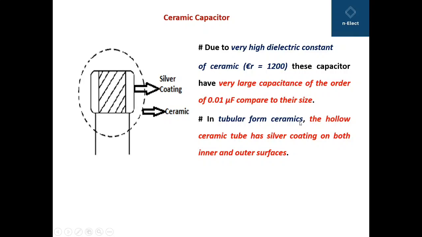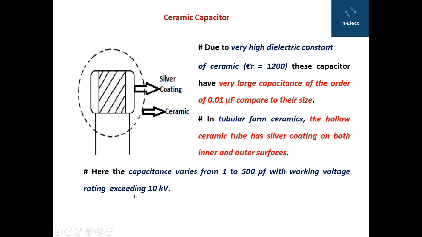There are tubular form ceramics, and this is disc type ceramic. In a tubular form ceramic, the hollow ceramic tube has silver coating on both inner and outer surfaces. Here the capacitance varies from 1 to 500 picofarad with working voltage rating exceeding 10 kilovolts. So you can just imagine the voltage rating of this capacitor goes very high, around 10 kilovolts. Ceramic capacitor is more advantageous than mica capacitors, and that's why it supersedes the mica capacitor.